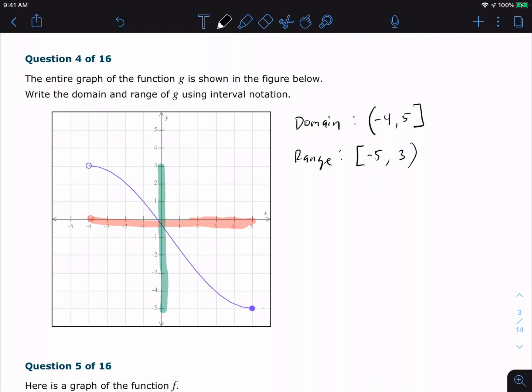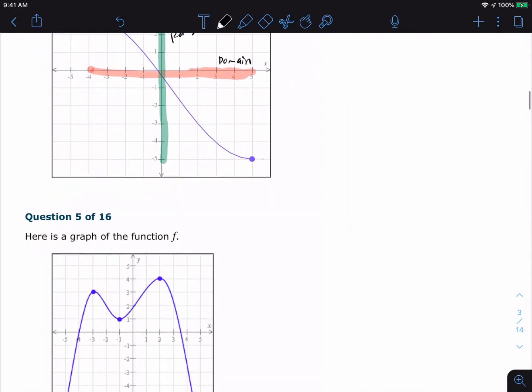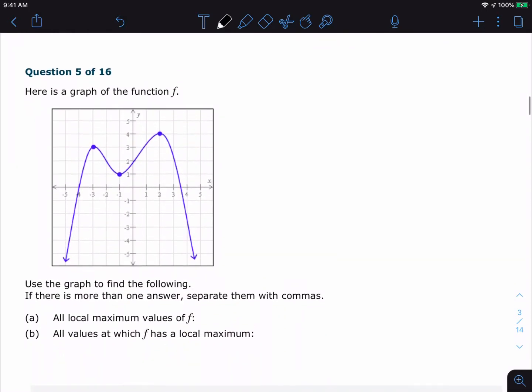All right, cool. And I like to highlight them with different colors just so I can follow. The red is the domain, and the green is my range, just to make things clean for me, right? Okay. Can I go on to the next one? Yeah. Okay. All right, so in the next one it says, here's this graph.